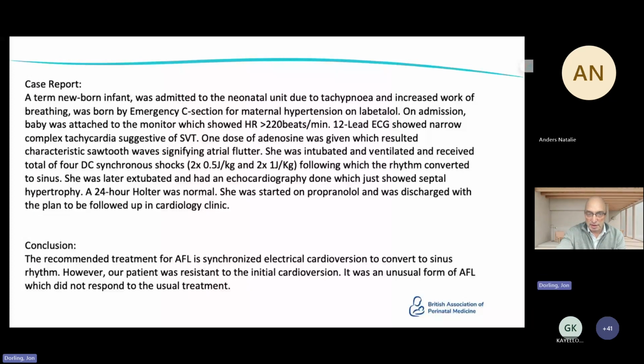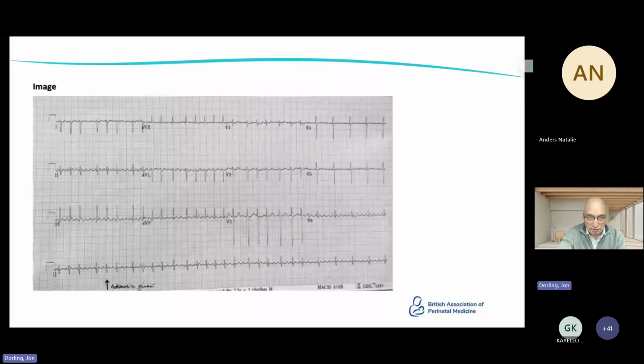They also provided an image of the ECG, so we can see the atrial flutter and the fact that it doesn't respond to adenosine.